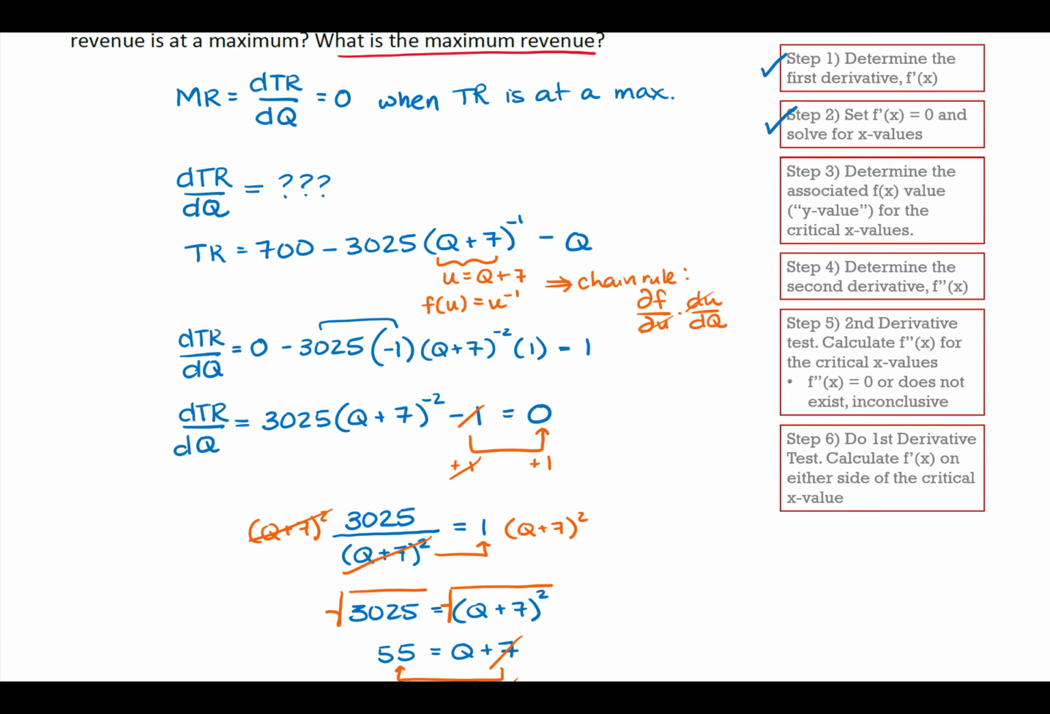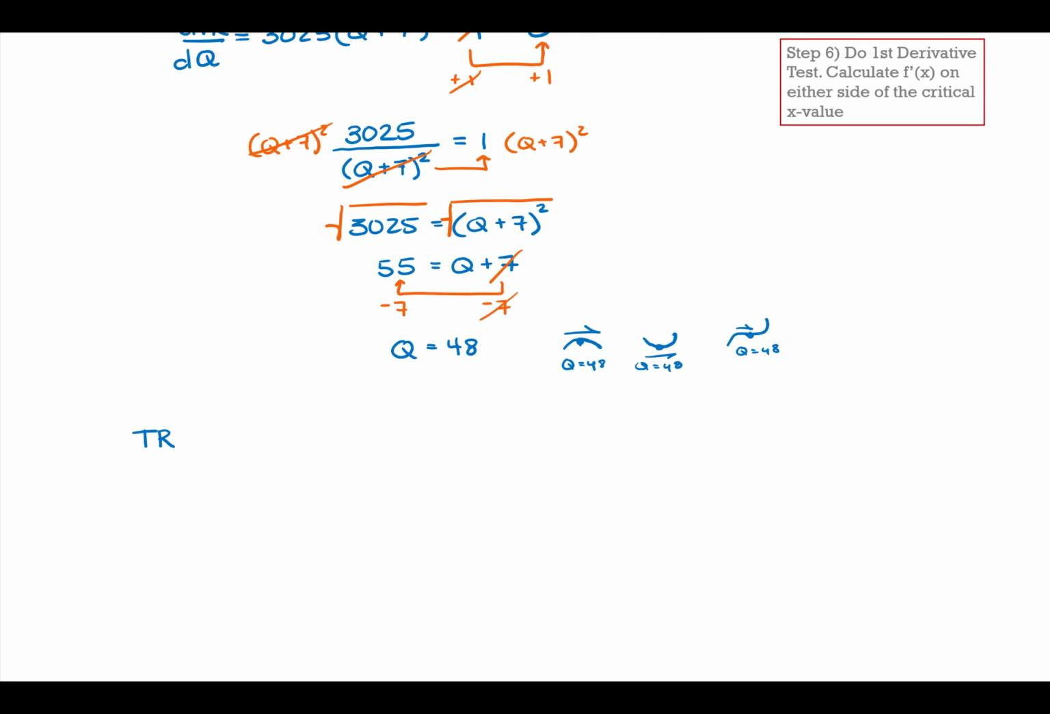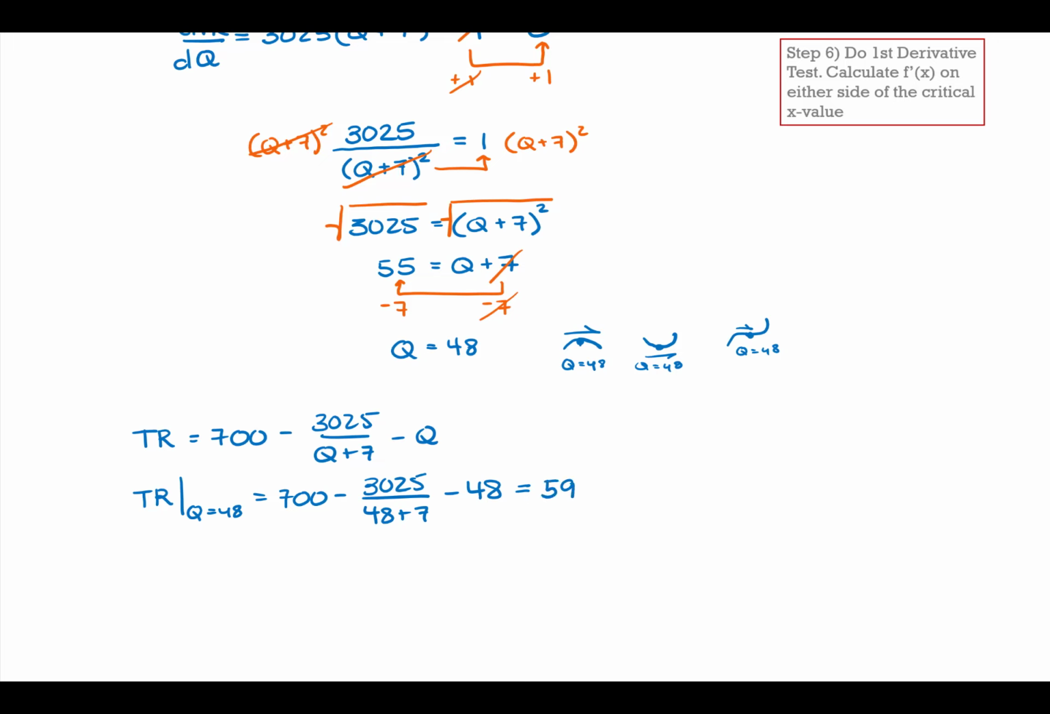Now what I'm going to do is solve for the associated total revenue value. So total revenue is equal to 700 minus 3025 over q plus 7 minus q. When q is equal to 48, I get 700 minus 3025 over 48 plus 7 minus 48. And this works out to 597. So I know q is equal to 48, total revenue will be equal to 597.